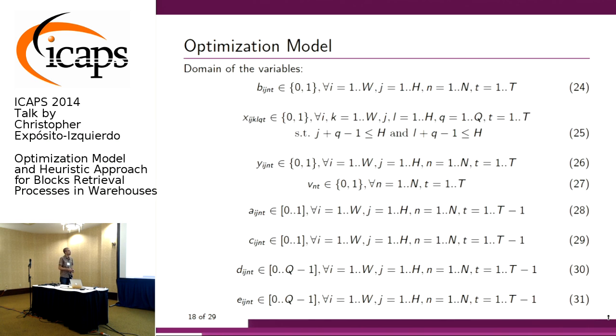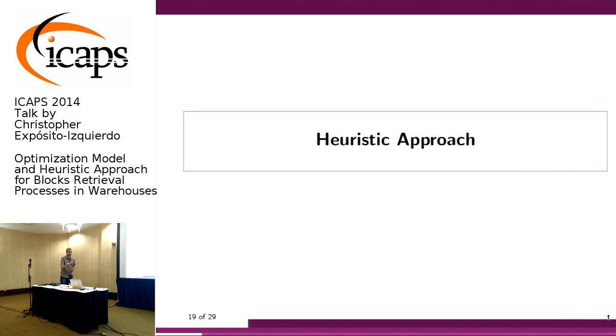We have here the domain of the variables. For a thorough explanation of this optimization model and the later heuristic, see the paper. But as we are going to see later, the computational times of this optimization model, due to the fact that we are using a large number of variables, are extremely large in several cases.